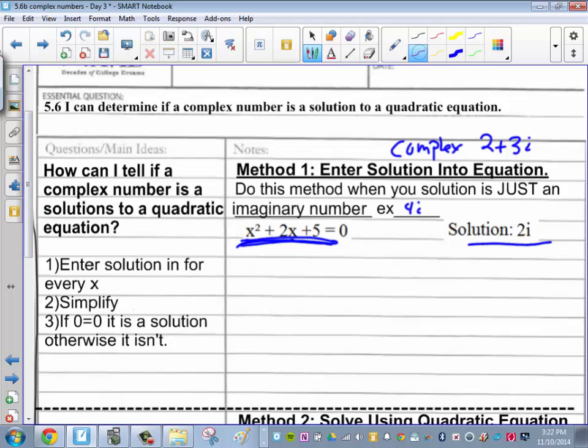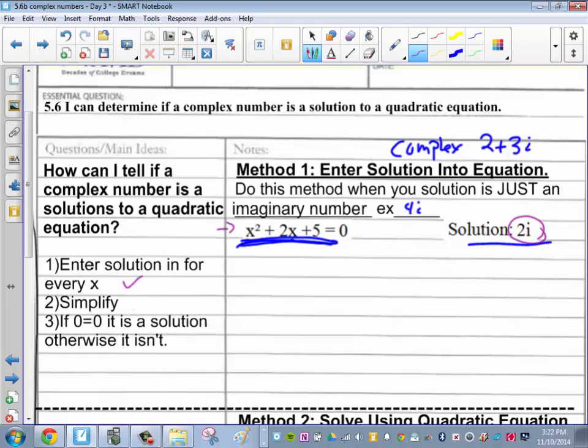So let's say Mr. Benson one day said, hey, I got this quadratic here, guys, and the solution is 2i. And you're like, no way, Mr. Benson, it is not 2i. I'm going to prove it to you that it's not. Or maybe you believe me and you're just like, nah. Let's see if he's telling the truth. So let's go through some steps to make sure. Step 1 is enter solution in for every x.